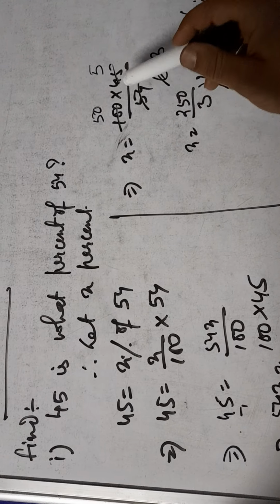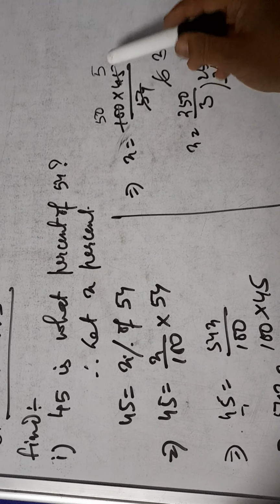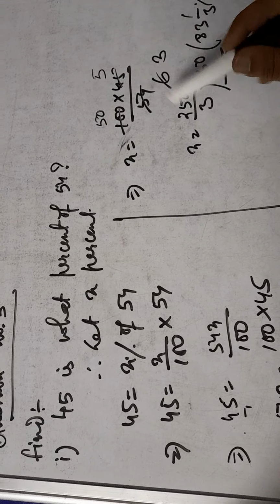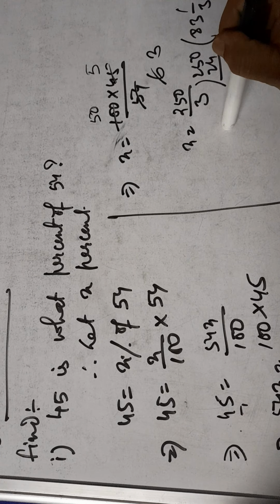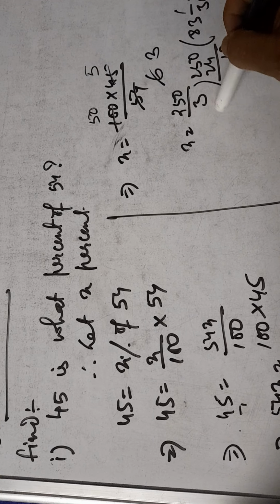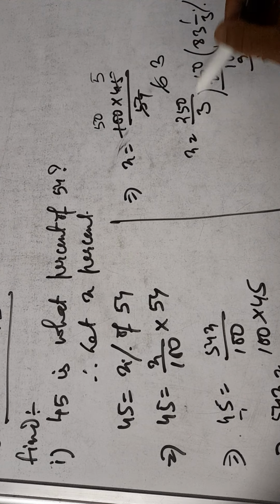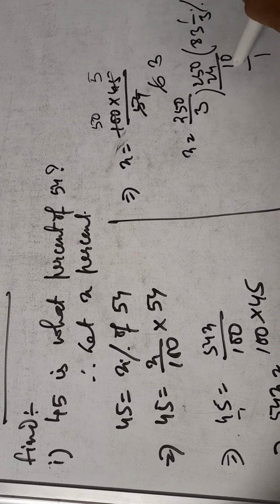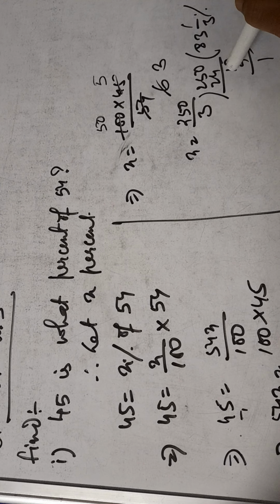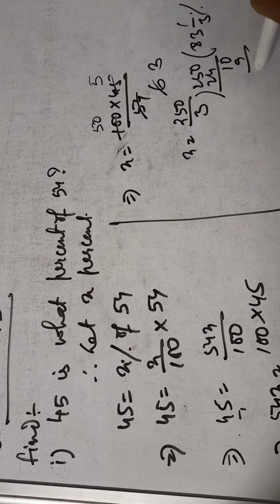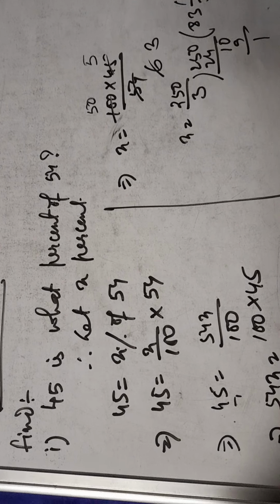After cancellation, we can cut 9 5 45, 9 6 54, 2 3 is 6, 2 50 is 100. After multiplying the remaining numbers we get 250 by 3. After dividing we get 2 3 8 is 24, 5 and 4 cancel 1, and this 0 comes down, 3 3 is 9, 1. So 83 1 by 3%.